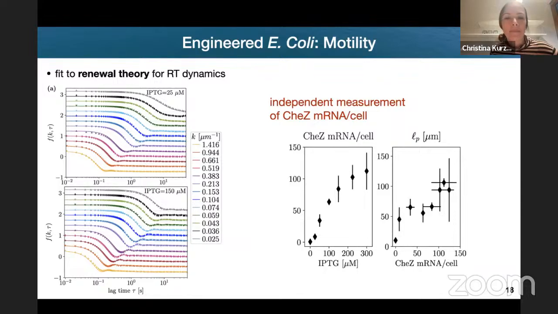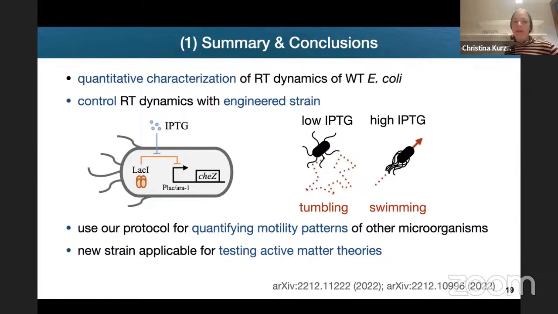Okay, so now let me just sum it up. I showed you a quantitative way to characterize the run and tumble dynamics of E. coli. And we can actually control these run and tumble dynamics now with an engineered strain. This engineered strain really allows us to study and test active matter theories where you're interested in a system where the speed remains the same, but you want to know how the tumbling rate changes the physical picture. And this hasn't been there so far. So far, people were only able to tune the speed of the cells or both of the things simultaneously.